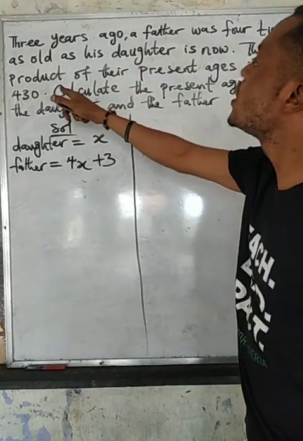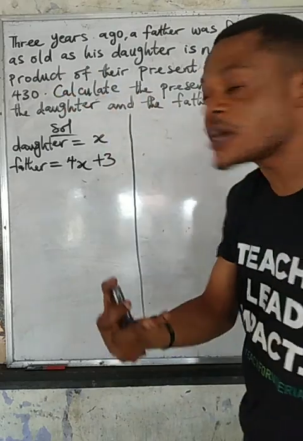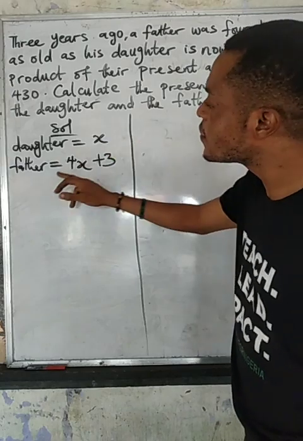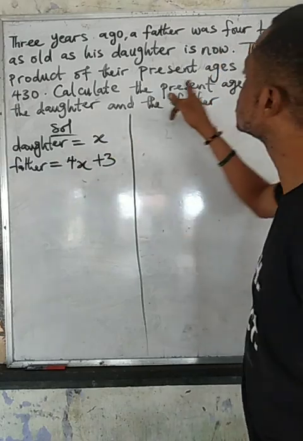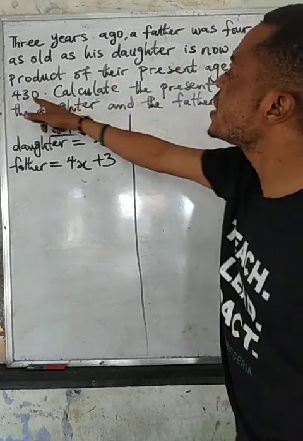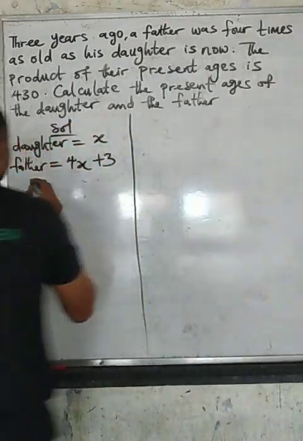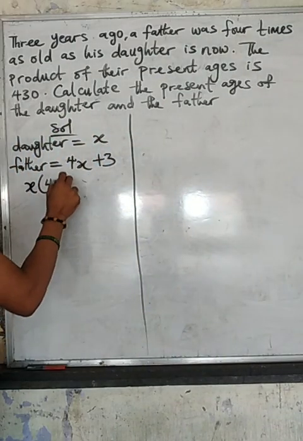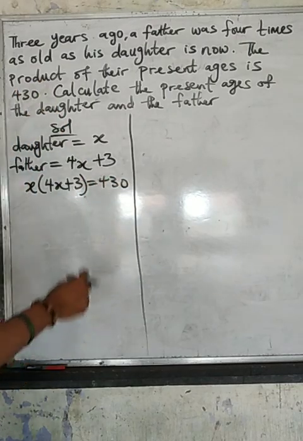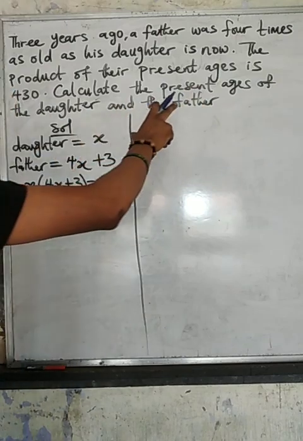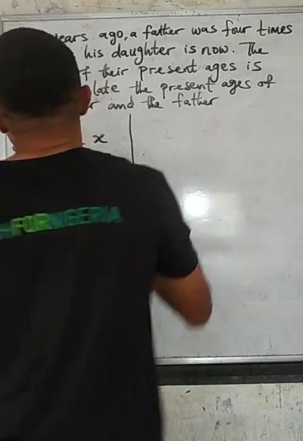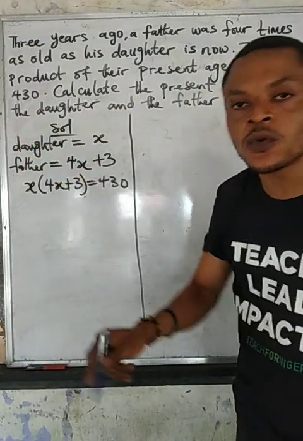Then we proceed with the question by saying the product, which is the multiplication of their present ages, which is given here. The daughter is X years old. The father is 4X plus 3 years old. The product of their present ages is 430. So that means X open bracket 4X plus 3 must give us 430. Calculate the present ages of the daughter and the father. So what's the present age of the daughter and equally the father?